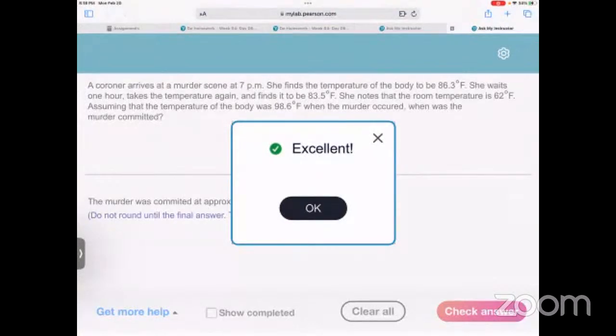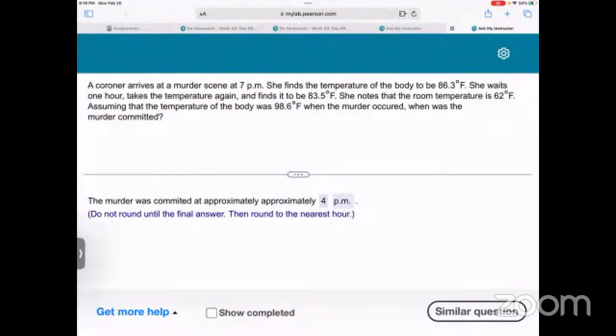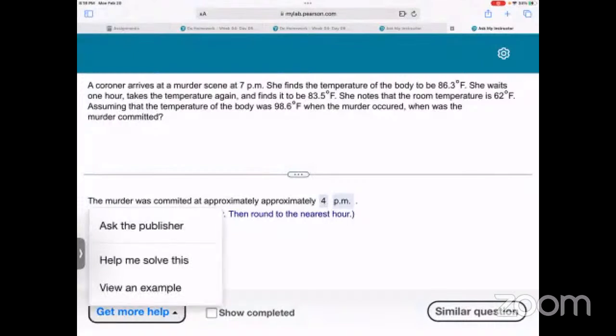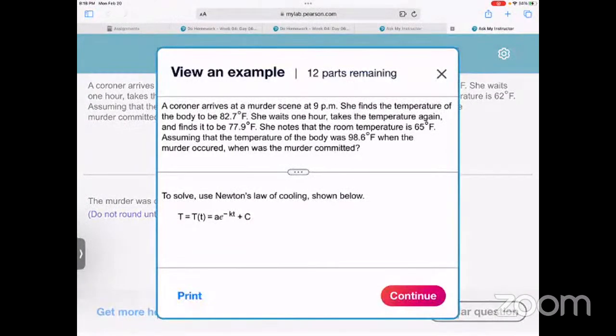Now, if we go back through, one error we made initially was that we were using the wrong formula. Then I saw this and thought, oh, we needed to incorporate the room temperature, right? So Newton's law of cooling. It's still exponential decay, but it has the extra C, which is the temperature of the room. Okay.